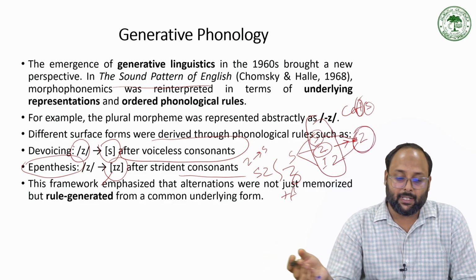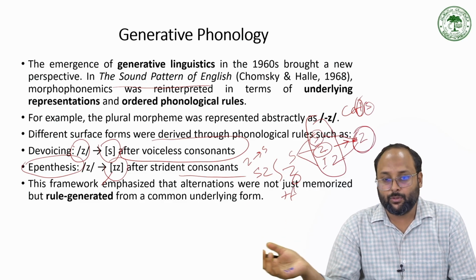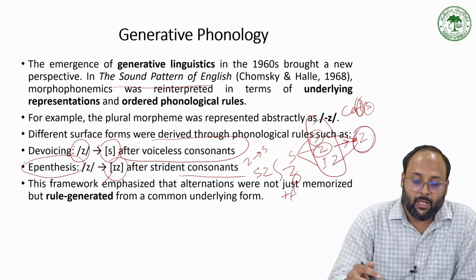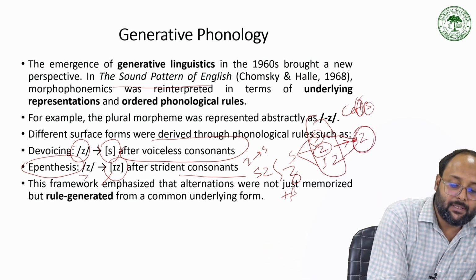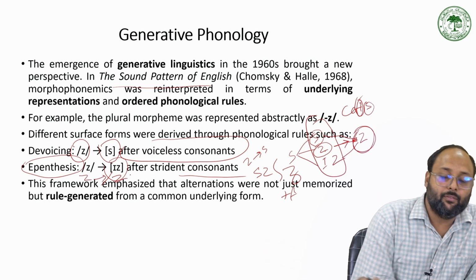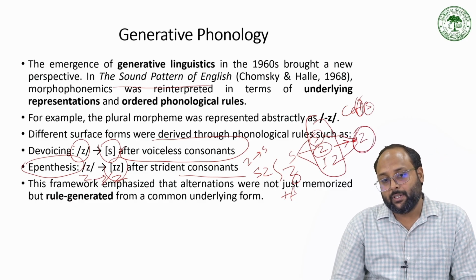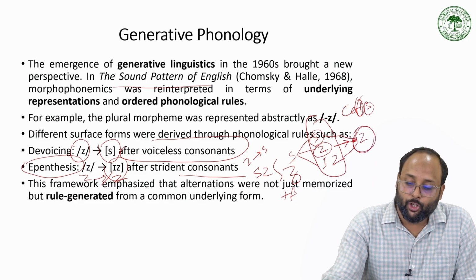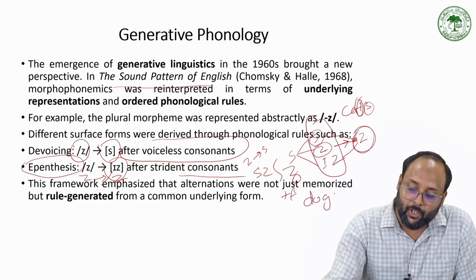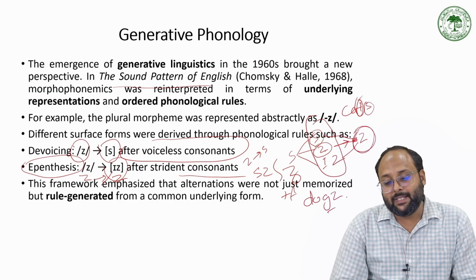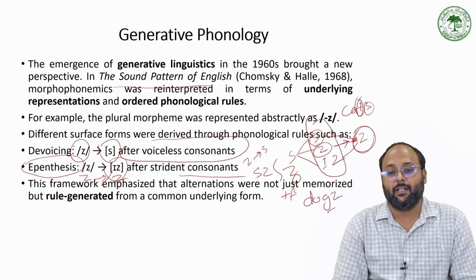But in the other condition, it does not change. In any elsewhere condition, it occurs as za. So za occurs as za after a voiced consonant, like in the word dogs. In dogs, ga is voiced. So in this condition, za occurs as za.